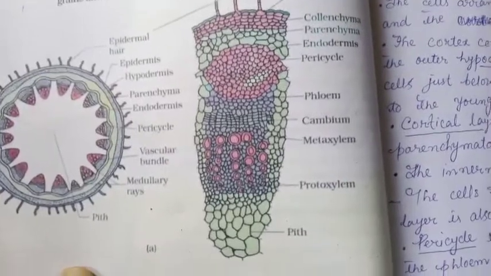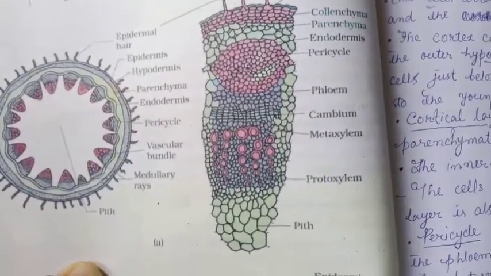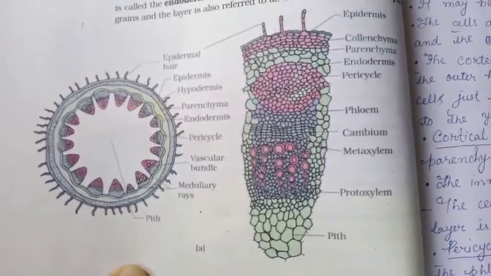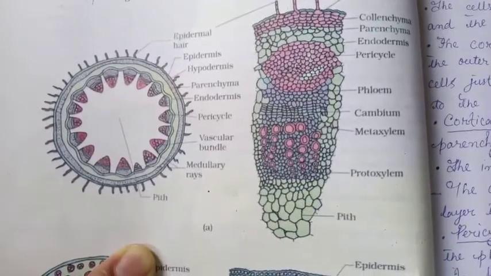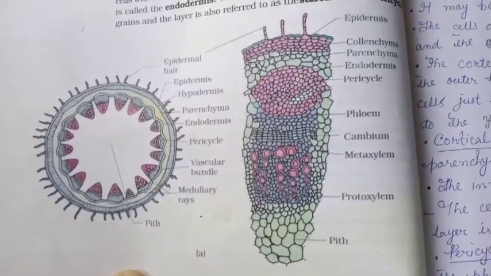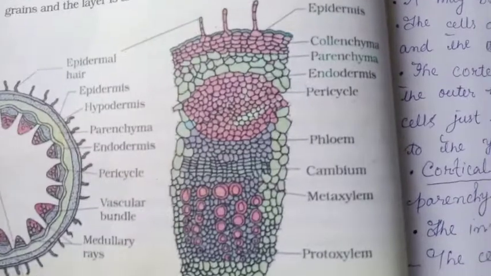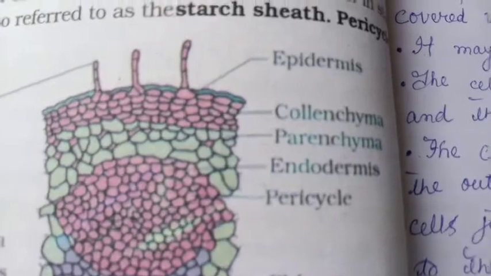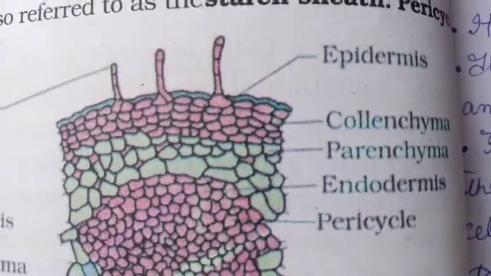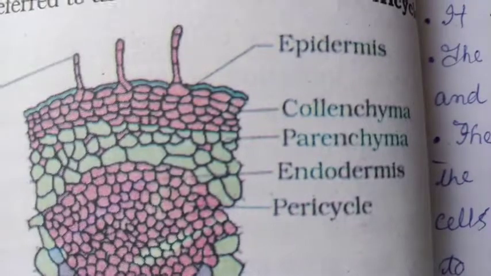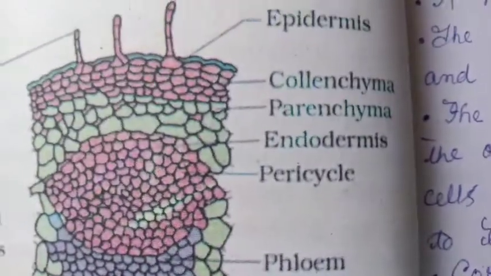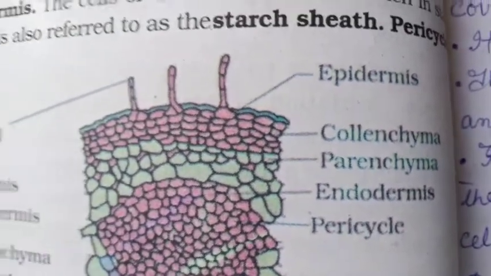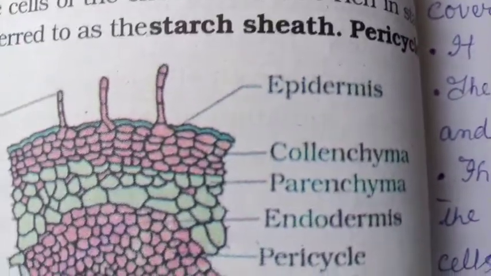Now, the transverse section of a typical dicot stem, when viewed under a microscope, reveals the following types of tissues. The outermost you can view here is the epidermis. It is the outermost protective layer of the stem, covered with a thin layer of cuticle. This is the outermost epidermis.